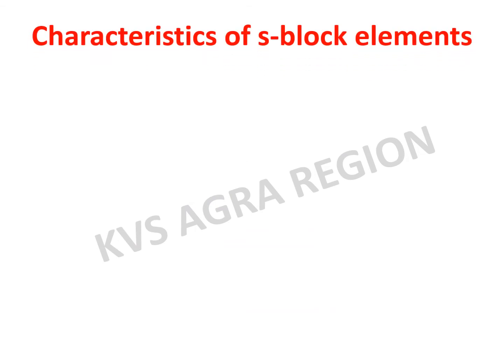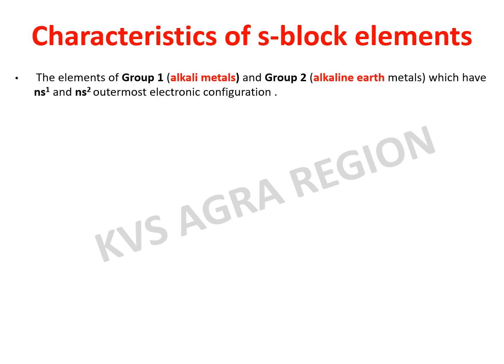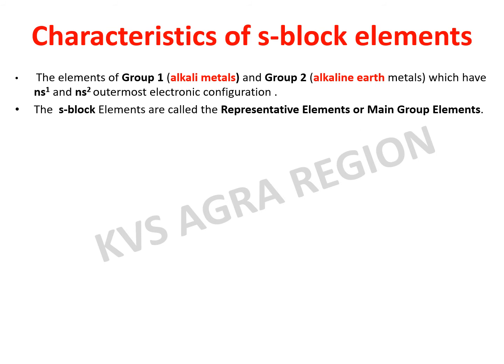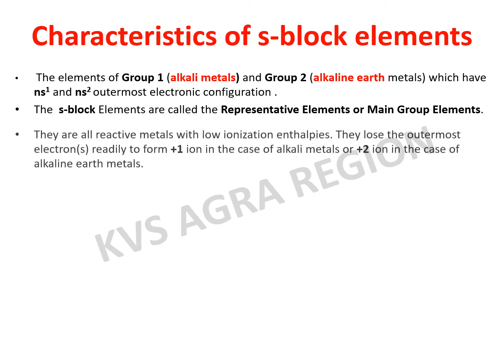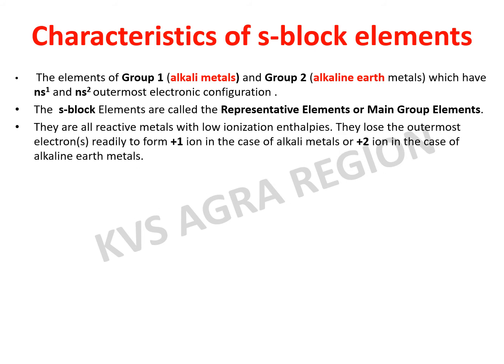Now, characteristics of s block elements. The elements of group 1, also known as alkali metals, and group 2, also known as alkaline earth metals, which have ns1 and ns2 outermost electronic configuration, are included in s block elements. The s block elements are called representative elements or main group elements. They are all reactive metals with low ionization enthalpies.